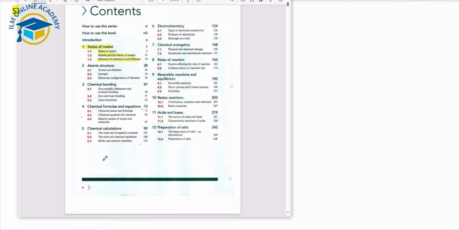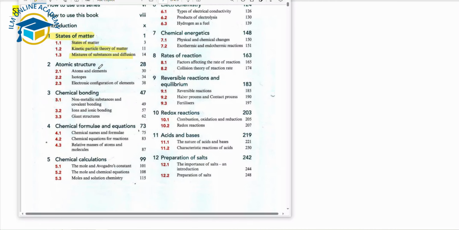There are several videos talking about the several topics that are needed in the IGCSE syllabus. I will be making one on each chapter, so that you can revise better, and we are going to start today with the first chapter, which is the states of matter. These are the contents included in this chapter. First, states of matter; second, the kinetic particle theory of matter; and third, the mixture of substances and also diffusion. In today's video, we'll discuss all these three contents which are related to the states of matter. So let's start.